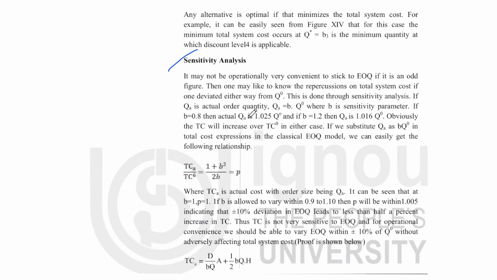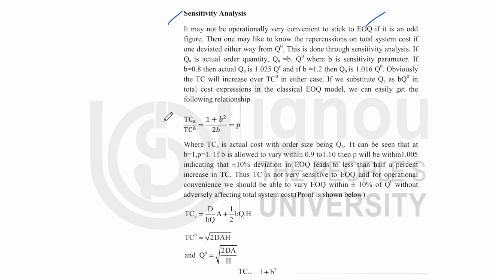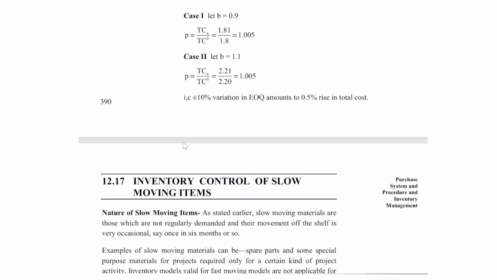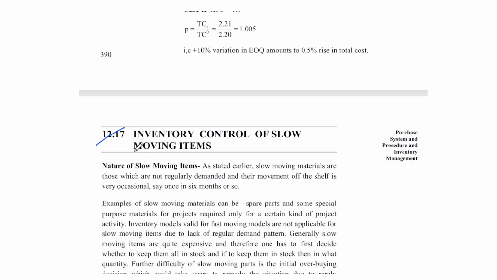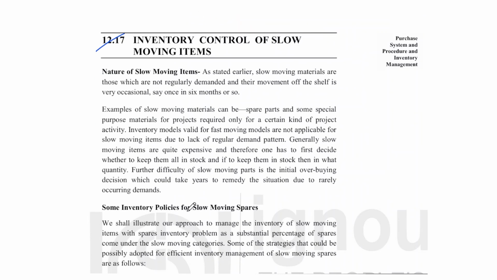It may not be operationally very convenient to stick to EOQ if it is an odd figure, and then one may like to know the repercussions on total system cost if one deviates either way from Q, and this is done through sensitivity analysis. So here is the equation based on that. And next subsection is inventory control of slow moving items.